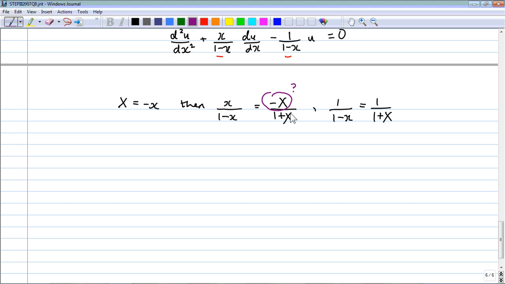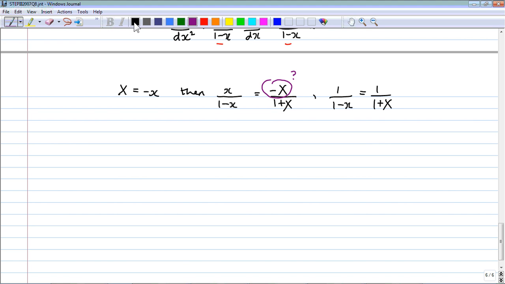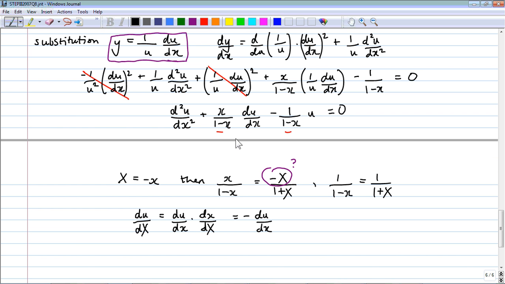Well, it isn't a problem, because don't forget, if we're changing the variable, we've also got to change the derivatives. For example, du by d capital X is not the same as du by d little x. It's du by d little x times d little x by d capital X. Now this quantity, dx by dX here, this is just minus 1, isn't it? So du by d capital X is minus du by dx. Okay, so that means that when we make this new substitution, this first derivative term will change sign, and that will cancel with this sign.